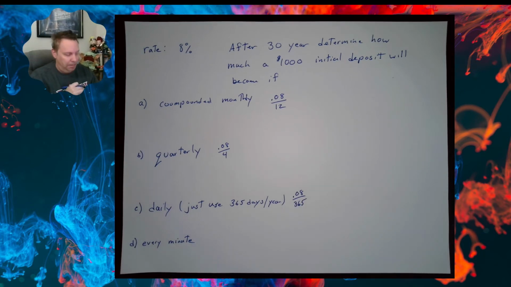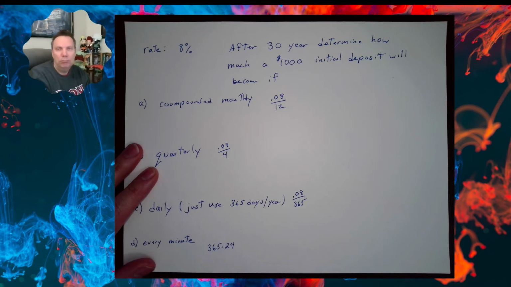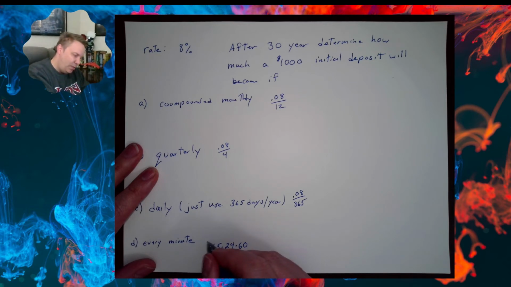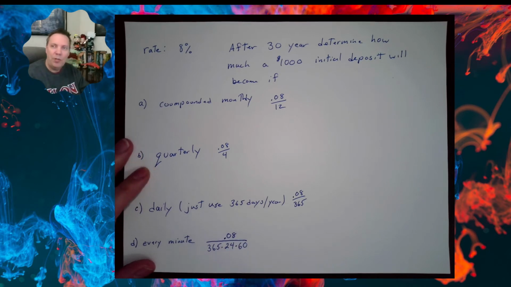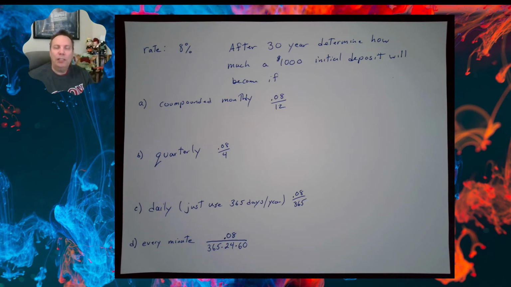Now what about the every minute? Well, I need to figure out how many minutes are in a year. I know there's 365 days in a year. There's 24 hours in a day, give or take. There are 60 minutes in an hour. So that's how many minutes are in a year. So that's my denominator of the 0.08. So if you notice, each one of these rates is going to be 0.08 divided by something.